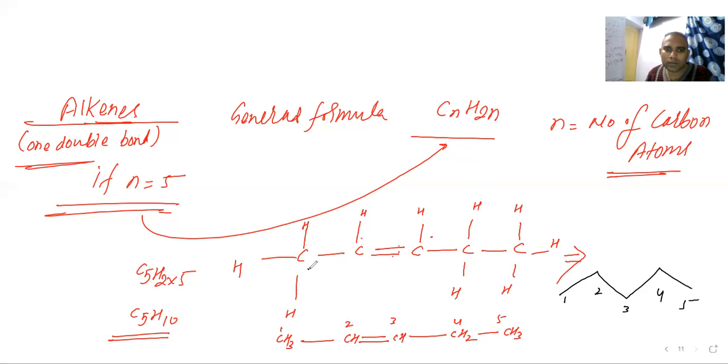4, 5. So where is the double bond? Between what carbons is the double bond, Janav? 2 and 3. So I am mentioning here, this is the double bond. If you want to write, that is this one.